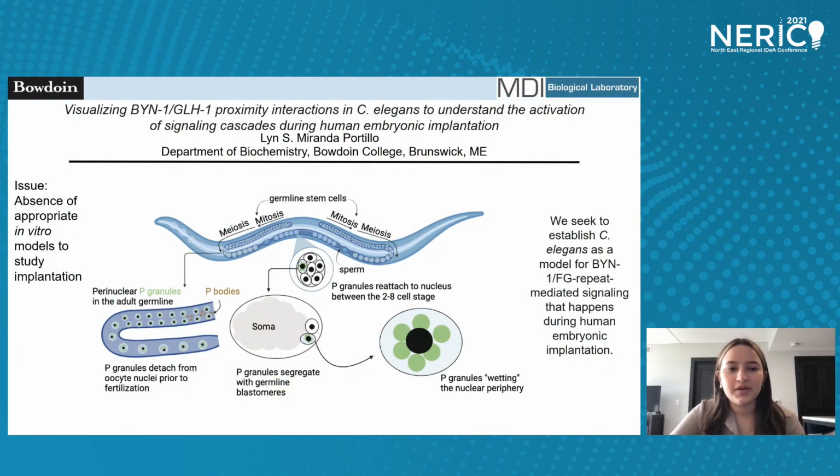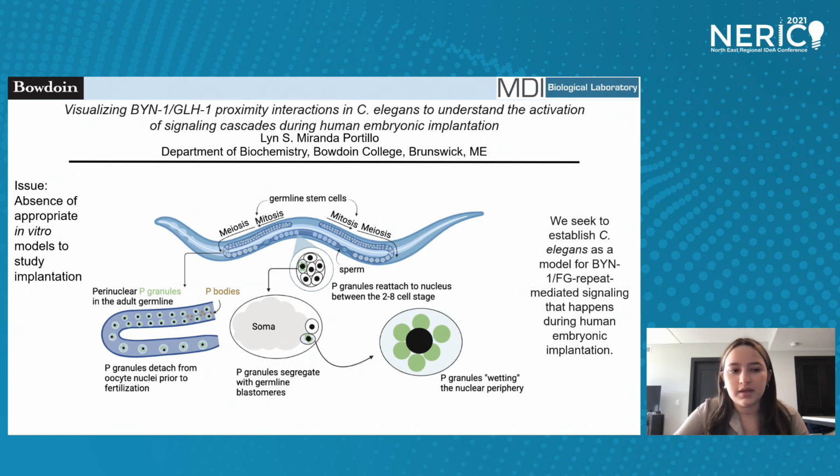Good afternoon, everyone. I will be talking about how researching implantation at a molecular level has been difficult within the field of reproductive biology because of the absence of an in vitro model. However, we seek to establish C. elegans as a model for FG repeat-mediated signaling that happens during human embryonic implantation.